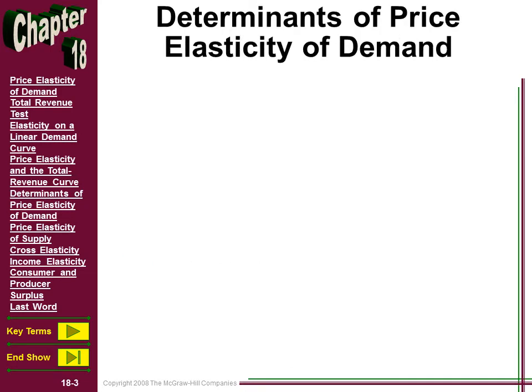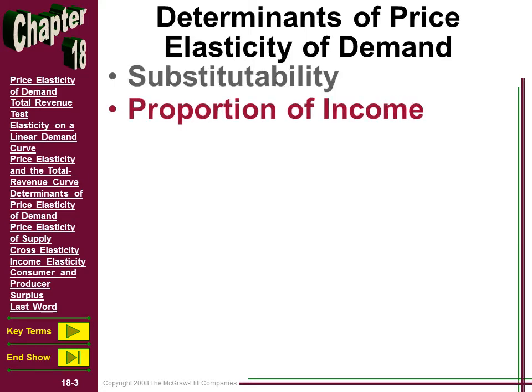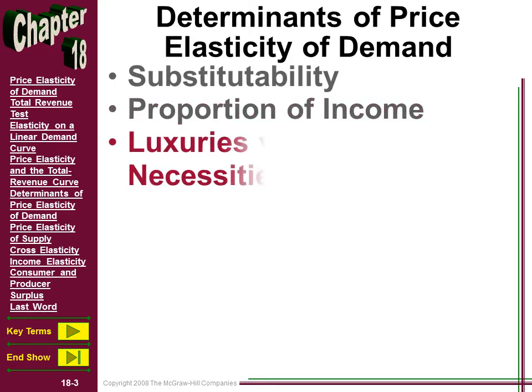There are several determinants of elasticity, and these typically help us understand whether demand is going to be relatively elastic or relatively inelastic, meaning relatively responsive to changes in price or not all that responsive to change in price. The first determinant or characteristic of elasticity is substitutability. If we're examining the market for a particular good, the first question we have to ask: are there any substitutes for this particular good or service?